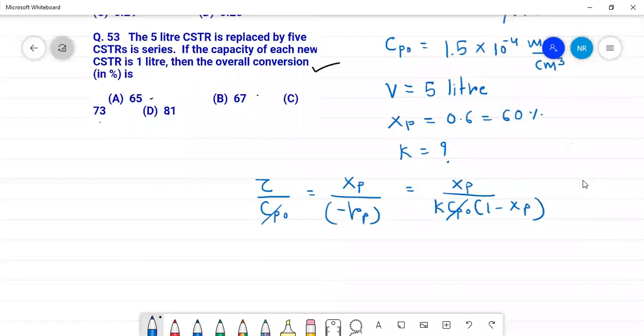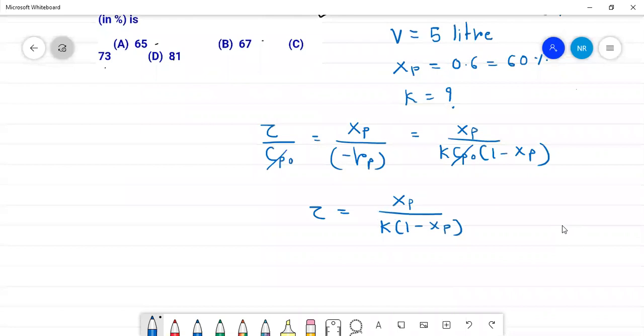So tau is equal to XP divided by K 1 minus XP. We can say K is equal to XP divided by tau 1 minus XP. So we can find out K.